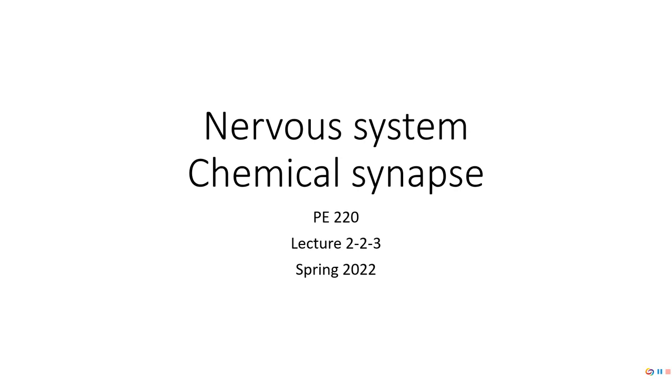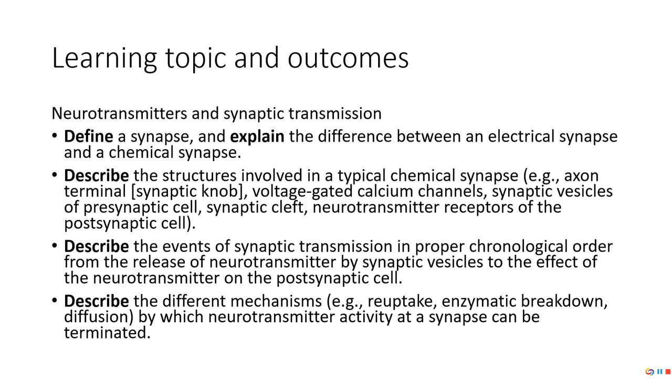The previous lectures have focused on action potentials. Action potentials are important because they are used to help a neuron communicate with another neuron. This communication occurs at a synapse, and oftentimes it occurs at what is called a chemical synapse. So our topic and outcomes are related to a synapse.